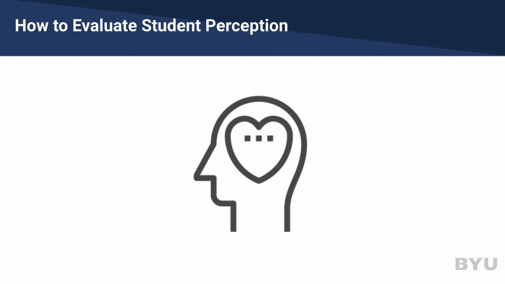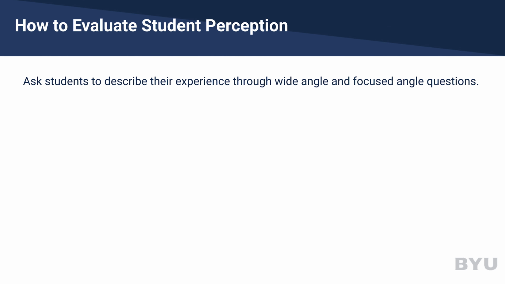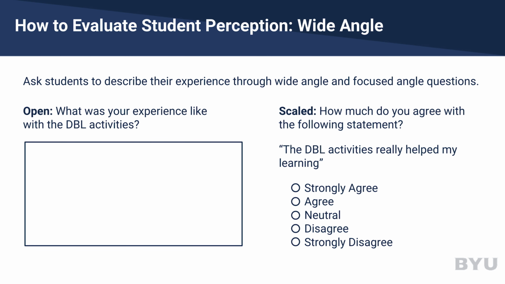How to evaluate student perception. Ask students to describe their experience through wide-angle and focused-angle questions. Wide-angle questions are more broad and general. Our first wide-angle question is open-ended, which allows the student to give a longer response in their own words. It asks, "What was your experience like with the DBL activities?"